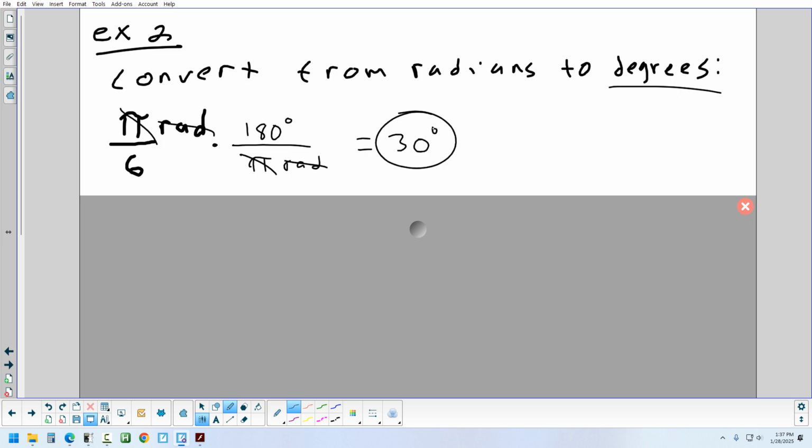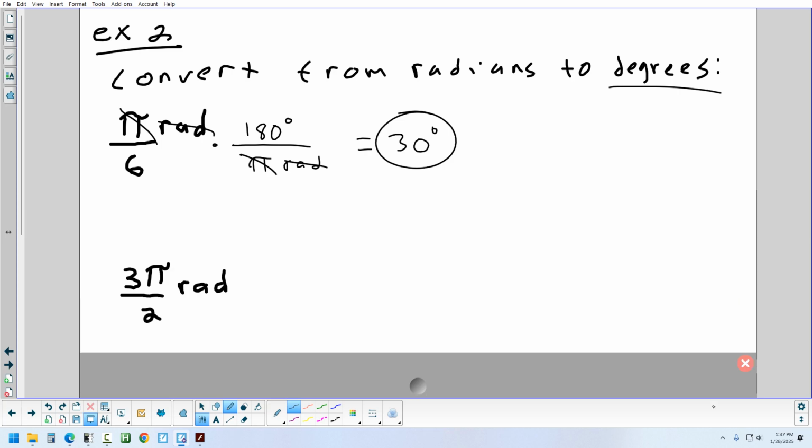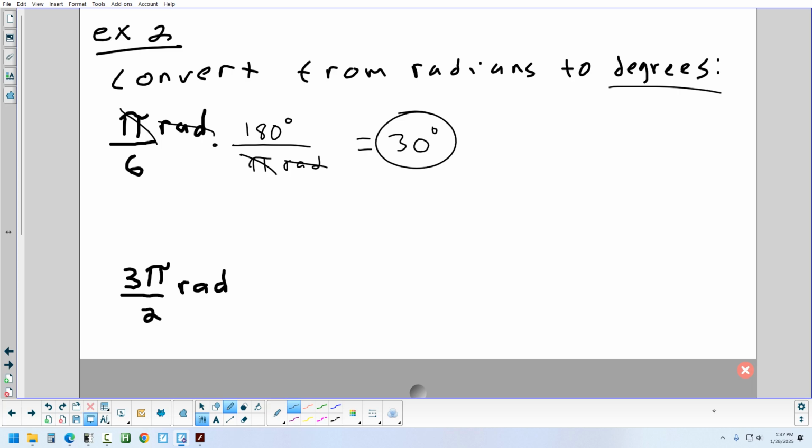If you write the number 30 for an angle, it is radians. It's like writing 30 inches versus 30 feet. It's a huge difference. All right, let's try this one.